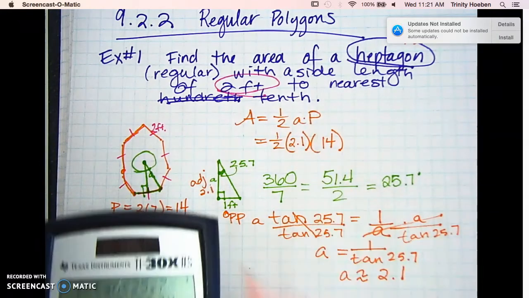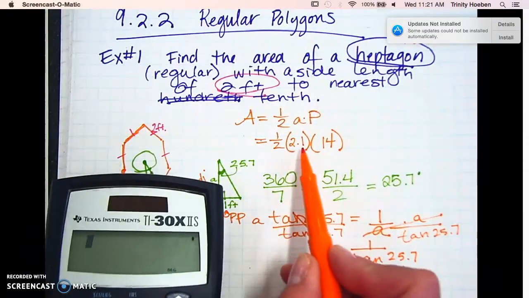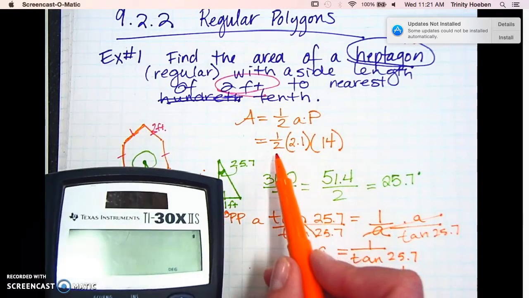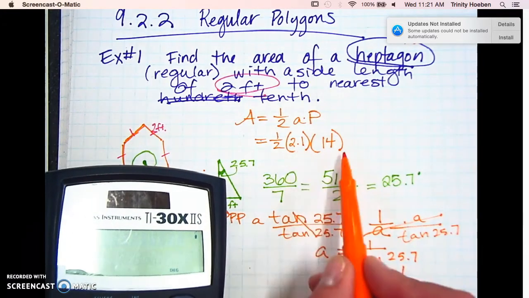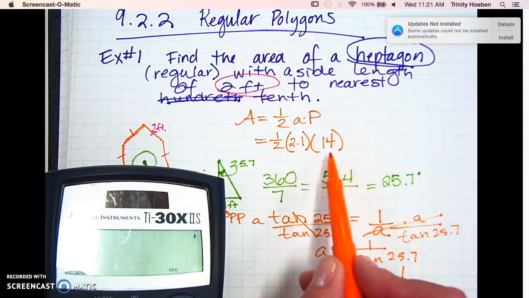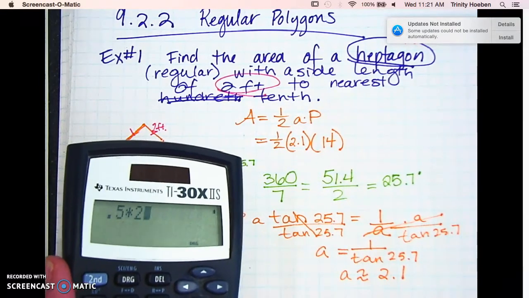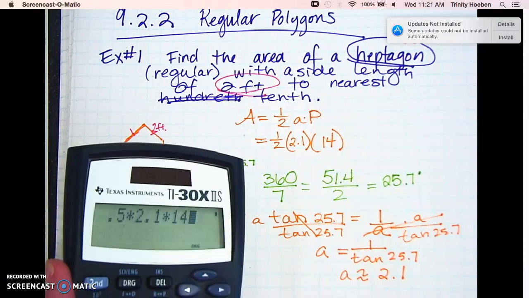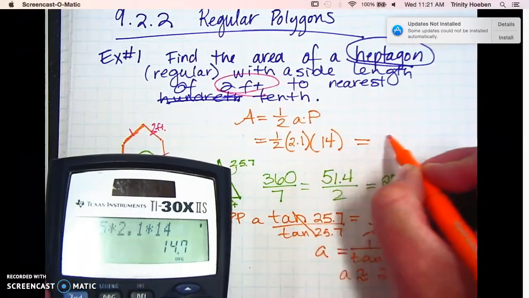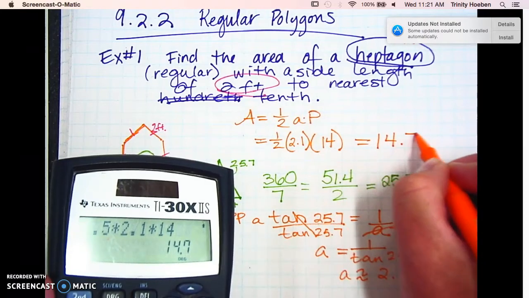So then we just type that into the calculator. Remember yesterday I showed you there's 2 ways to do it. You can either take 0.5 and multiply it by each of those, or multiply those together first and then divide by 2. It's up to you. So I'm going to do 0.5 times 2.1 times 14. Hit the equal sign. And I get 14.7.